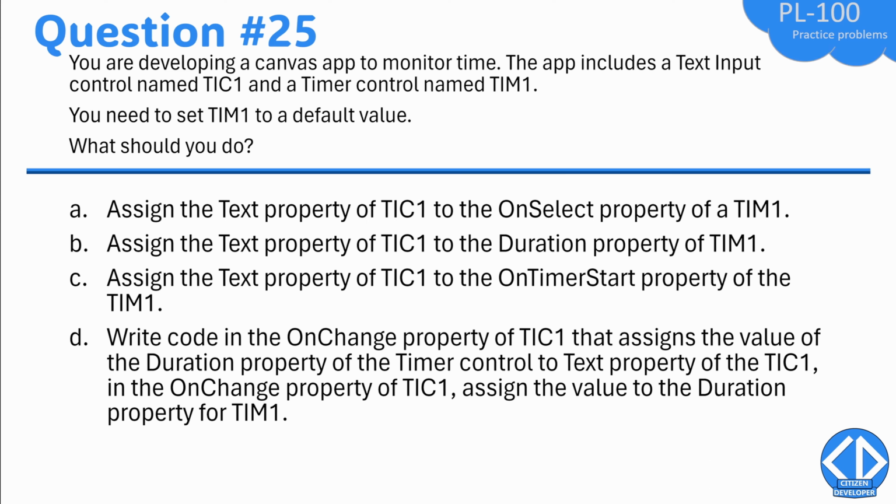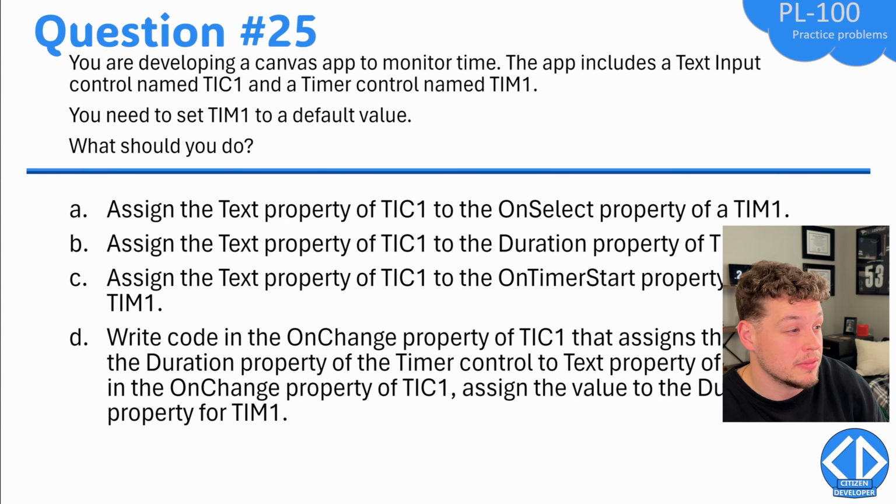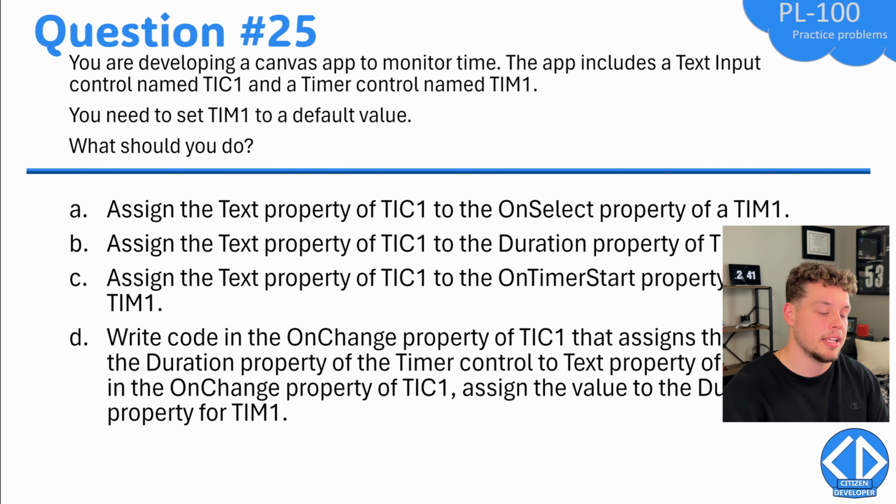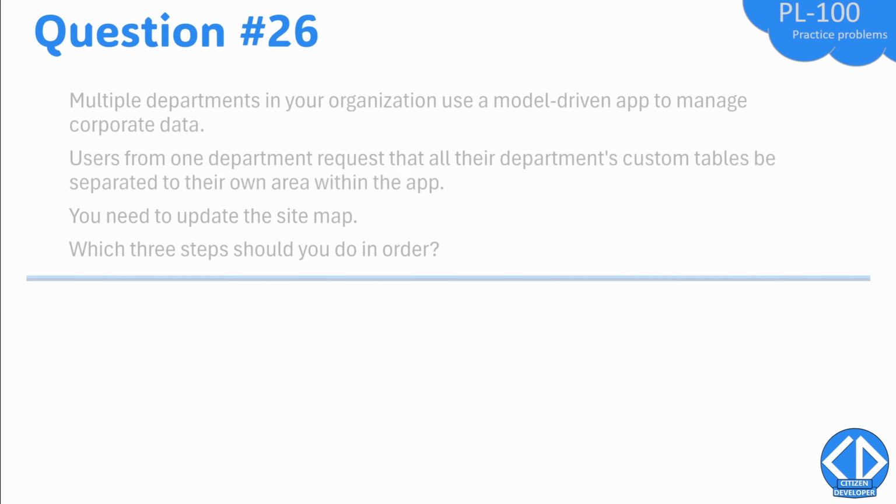C, assign the text property of TIC1 to the onTimerStart property. No, it's not the onTimerStart. D, write code on the onChange property that assigns the value of the duration property of the timer control to the text property on the change. No, this doesn't sound right. So I'm going to go ahead and say this one is B, and that is correct. You are going to want to make sure that the text property of TIC1 is set to the duration property of TIM1 for this situation.